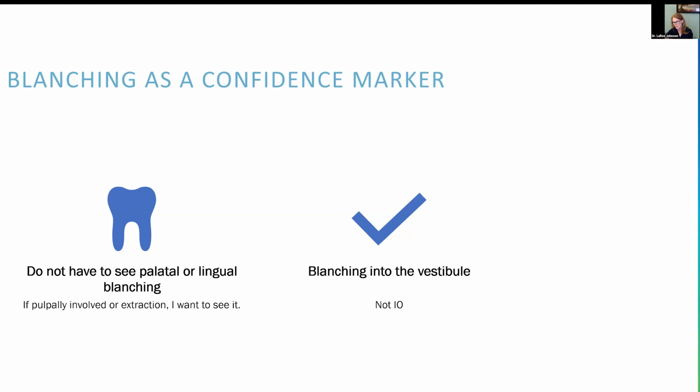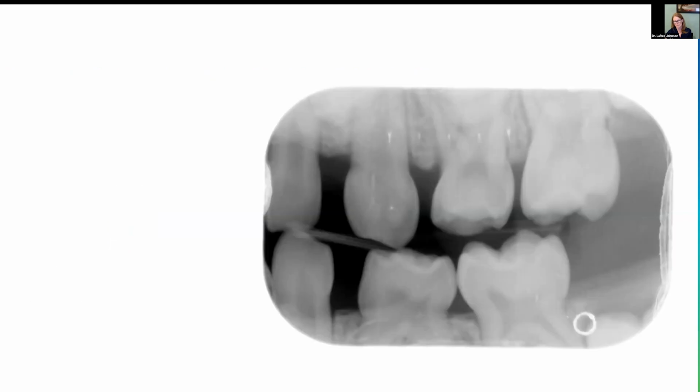And if you see blanching in the vestibule, that's bad. That means you've passed through, you've come out, now you're back in the soft tissue again, which is not the end of the world. Now you're doing an infiltration. So you want to come out, re-angle, get back in that bone where you belong.